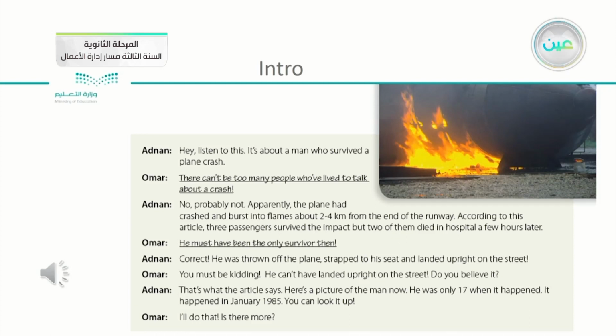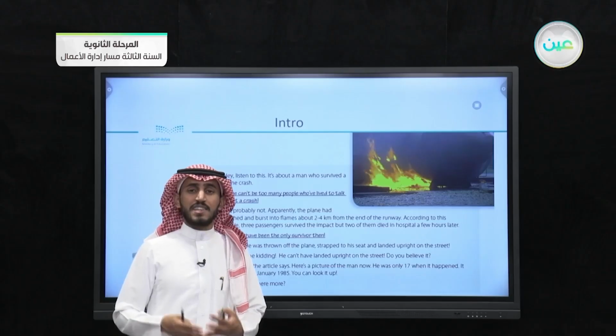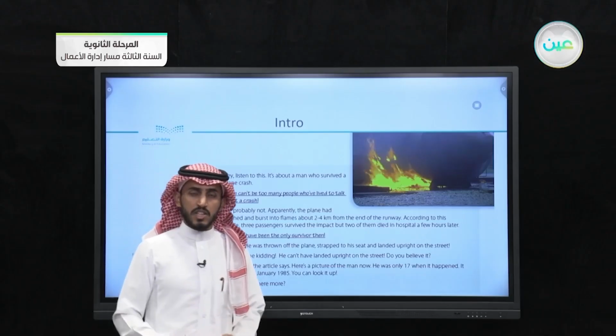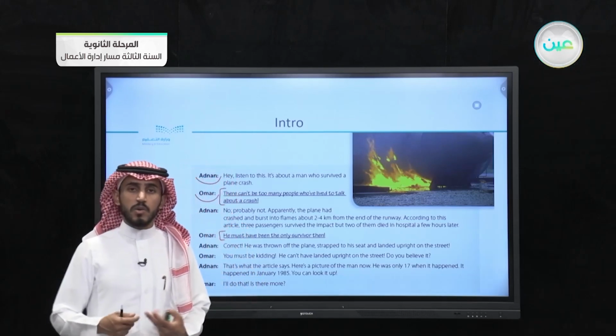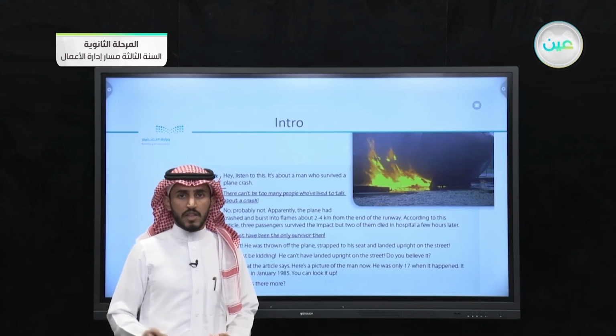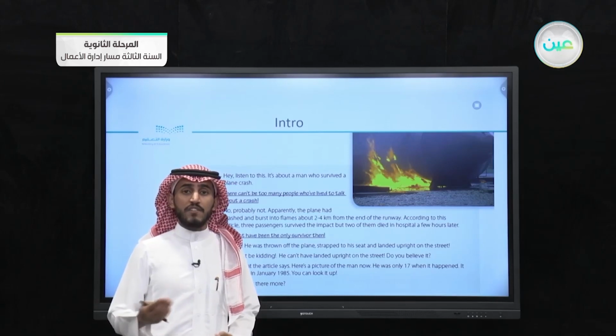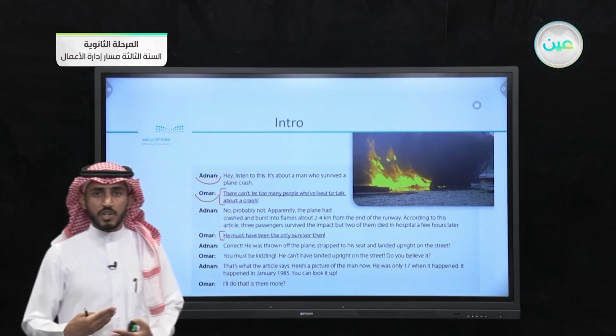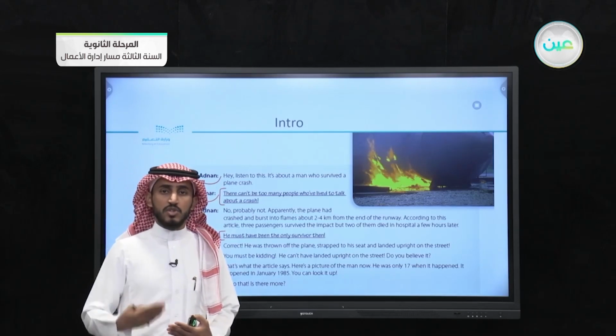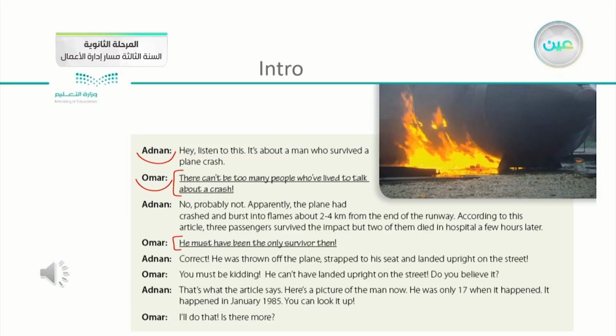Okay? We listened to this conversation between Adnan and Umar. And if you take a close look at these two underlined sentences, you will notice that these are deduction sentences. We will listen to this conversation one more time, then we will go to the following conversation where you have to fill the conversation with the words that deduce what is going to happen in the story or in the conversation.